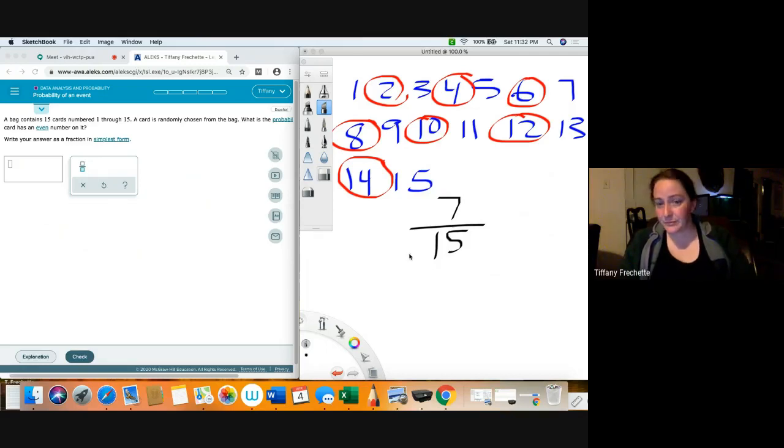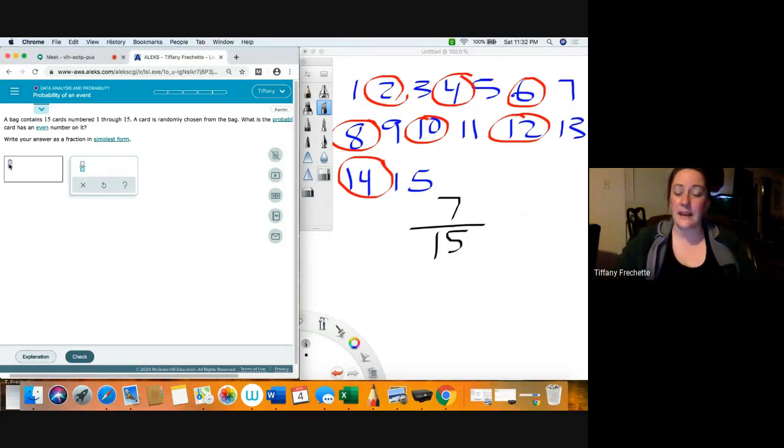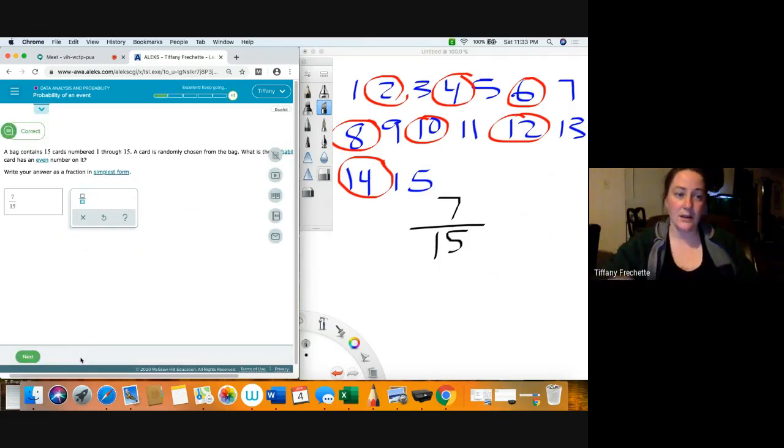7 plus 8 is 15. But to choose an even one, there's one less even than there is odd. So we have 7 out of 15. 7 is a prime number, meaning it can only divide by itself and 1, and 15 cannot be divided by 7. So I know this is my end answer, 7 fifteenths. Ta-da! All right, next.